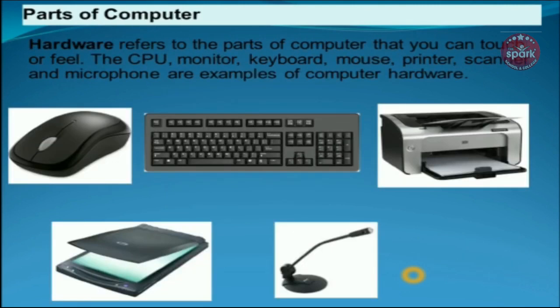Further, we can see hardware, which refers to the parts of a computer that you can touch or feel. The CPU, monitor, keyboard, mouse, printer, scanner, and microphone are examples of computer hardware that we can touch. We can check the work from all these parts, like the mouse or keyboard, and we write the data through the keyboard, and then it gives it to us through a printer.